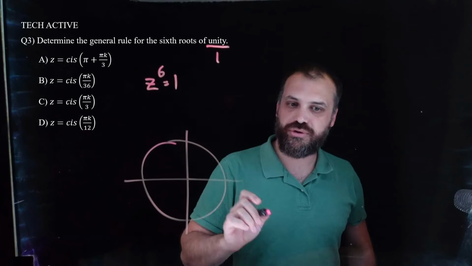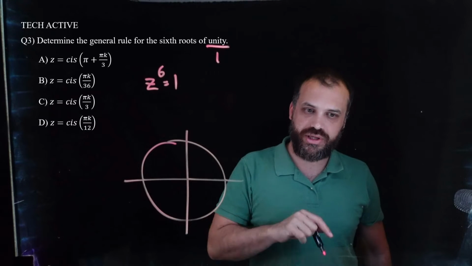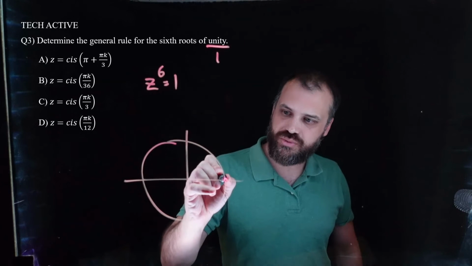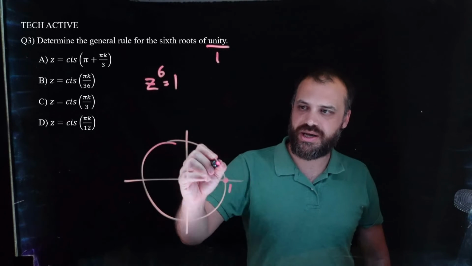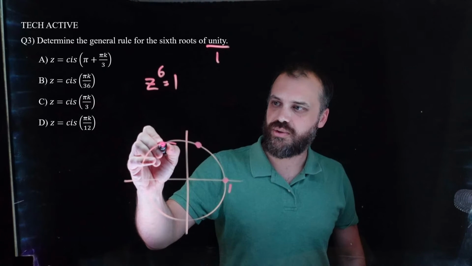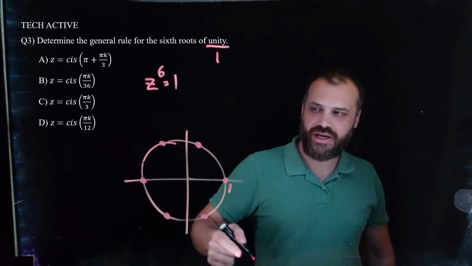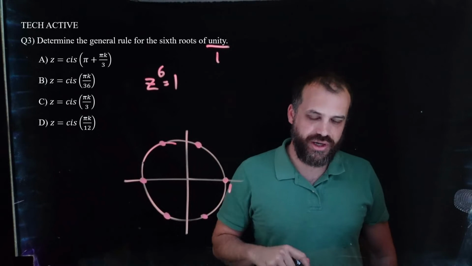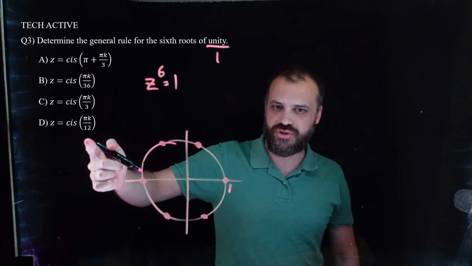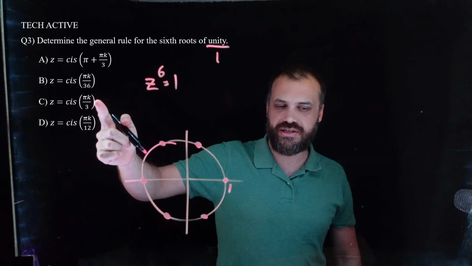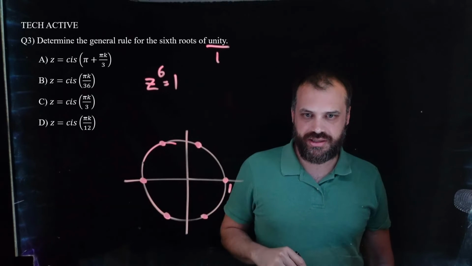So, the roots of unity are that many equally spaced points on a circle. The first one is here at 1, and the other 5 are equally spaced, so every 60 degrees. 60, 120, 180, 240, and 300. Those are my 6 solutions. So the question just becomes which of those 4, if I put various integer values in for k, will be my answer.